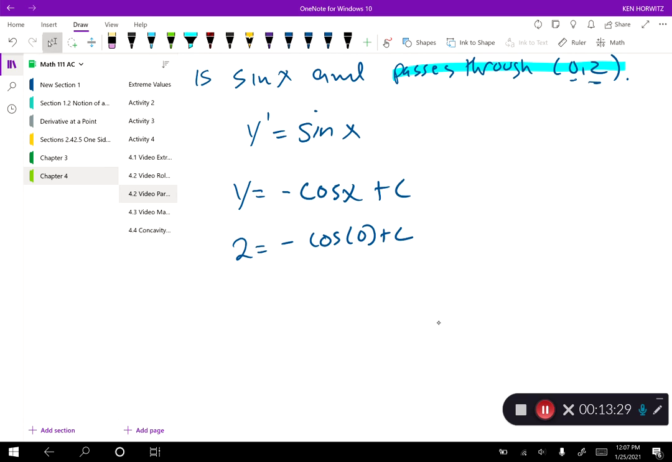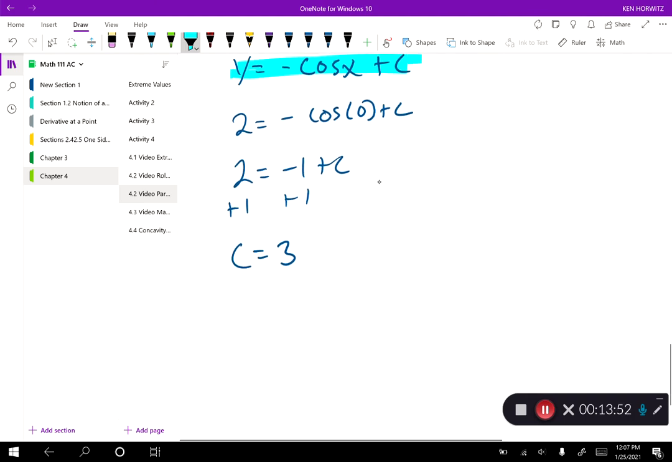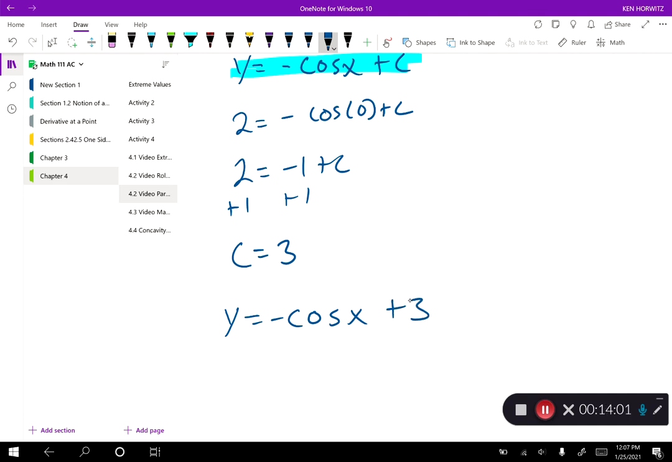Now lucky for us, we know our unit circle and we know that the cosine of 0 is indeed 1. So that's 2 equals negative 1 plus c. So I add 1 to both sides, and I get C equals 3. All right? So here's the key. You now need to take this and rewrite it as your final answer. So my final answer would be y equals negative cosine x plus 3. And that is the function whose derivative is sine x and passes through (0, 2).